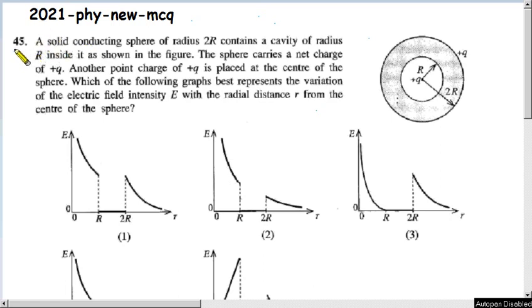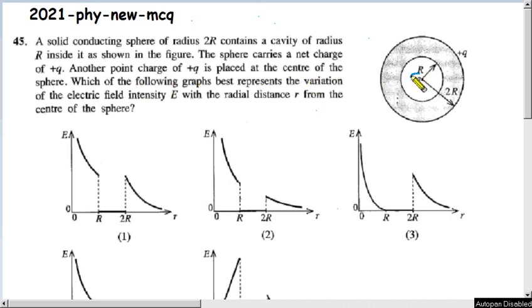Children, today I am going to discuss question number 45 from the MCQ part of the 2021 Physics New Syllabus paper. A solid conducting sphere of radius 2r contains a cavity of radius r inside it as shown in the figure. The sphere carries a net charge of positive q, that means there is a positive q charge on the outer surface of this sphere. Another point charge of positive q is placed at the center of the sphere.